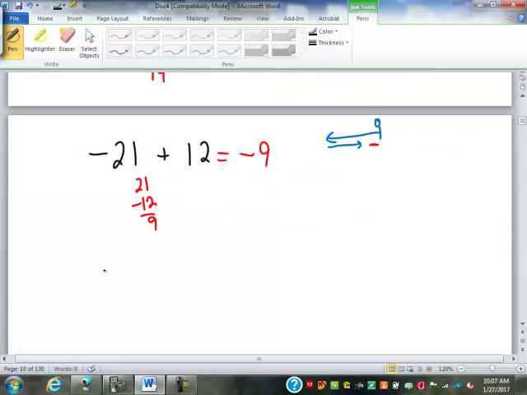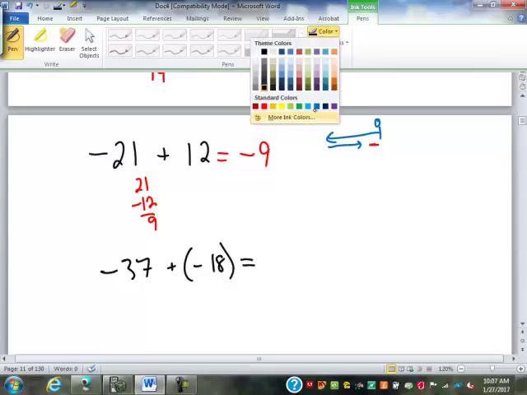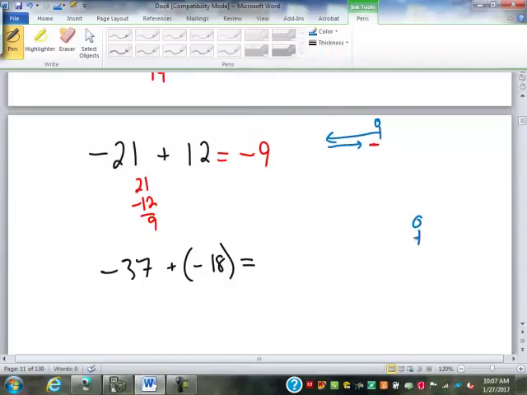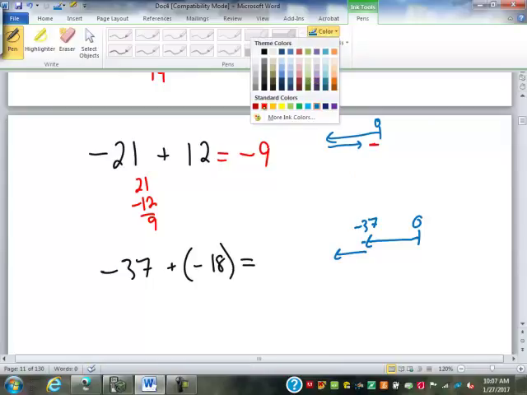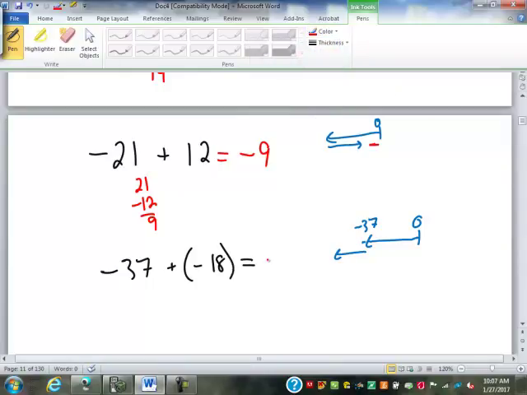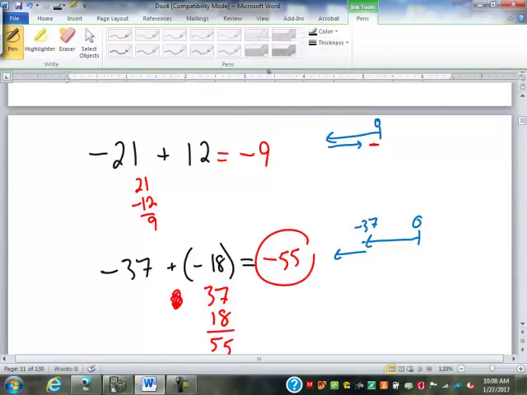I might have negative 37 plus a negative 18. So here's 0. Here's negative 37. Negative 18 goes the same direction. So what this is telling me now, obviously I'm ending up on the negative side of 0. I got a negative answer. The vectors point in the same direction, so it's combining the lengths, or combining the opposite values, which is 55. It's a negative 55. Does that make sense? Okay.